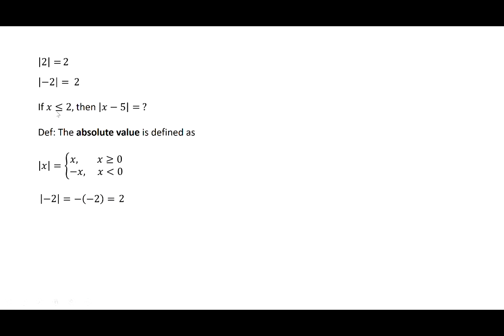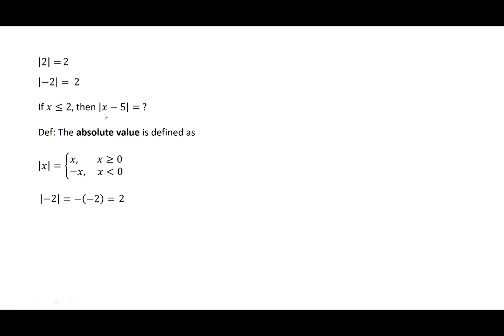If x takes on values that are less than or equal to 2, what can you say about x minus 5 itself? Would that be positive or negative? Clearly, 2 minus 5 is negative 3, which is negative. If you pick anything less than that, say 1 minus 5 is negative 4. Yeah, so for all values of x less than or equal to 2, x minus 5 is clearly negative.